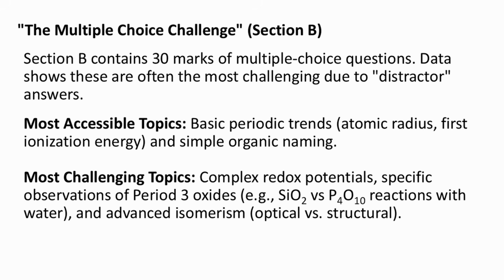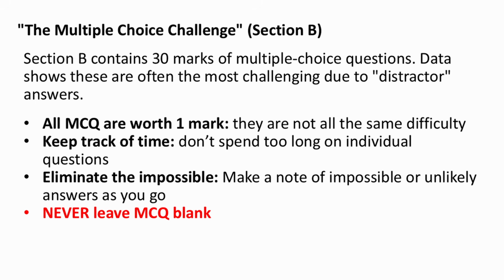Section B of Paper 3 comprises 30 multiple choice questions. Data shows that these questions are often most challenging due to distractor answers. There will be multiple choice questions on the most accessible topics, basic periodic trends and simple organic naming, for example. There will also be multiple choice questions on the most challenging topics, complex redox potentials, specific observations of period 3 oxides, and advanced isomerism. All multiple choice questions are worth 1 mark, however, they are not all the same difficulty.